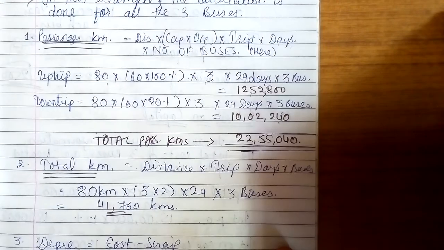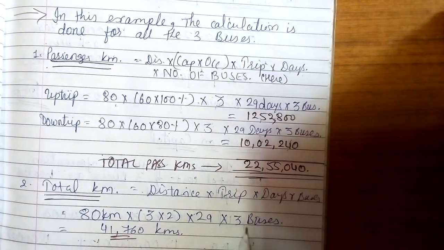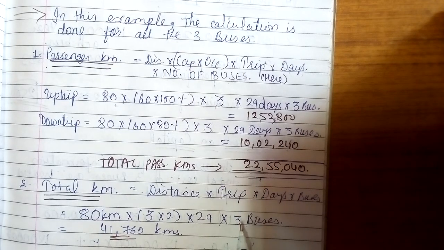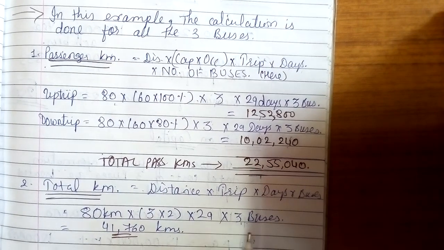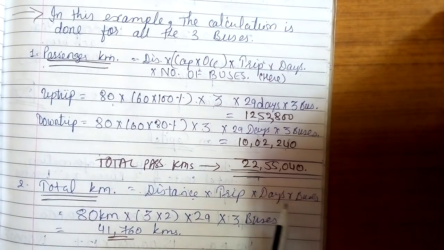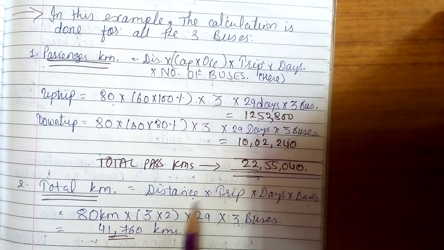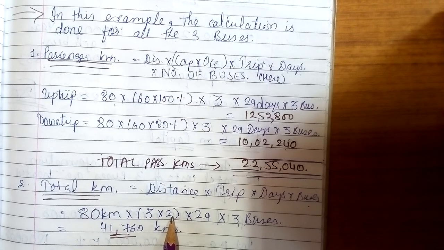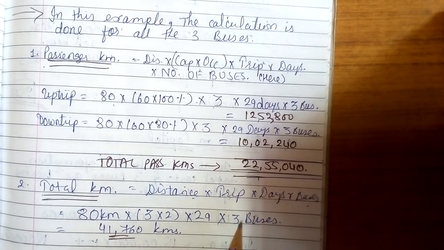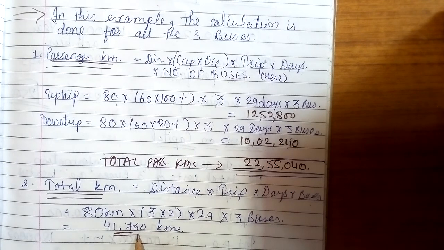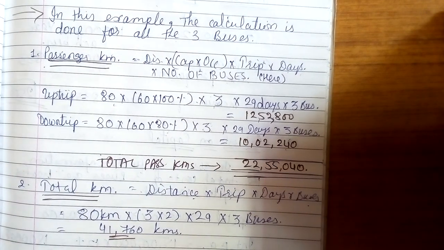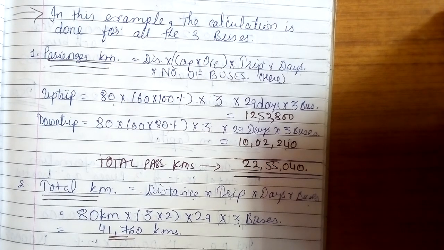Now next, total kilometers. The way we have calculated passenger kilometer, the same we need to calculate total kilometer. Means we need to consider this for 3 buses, right? So distance into trip into days into number of buses. So 80 kilometers, 3 round trip. So 3 into 2, or 3 plus 3, can also be done, into 29 days and for 3 buses. So total kilometers are 41,760. So up till now we had total kilometers for 3 buses and total passenger kilometers for 3 buses.